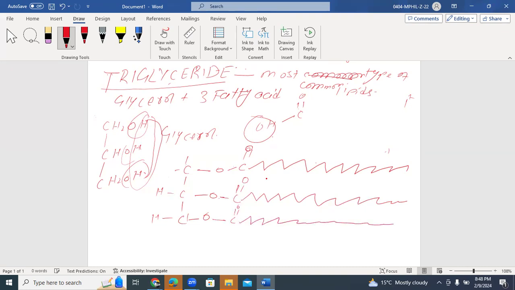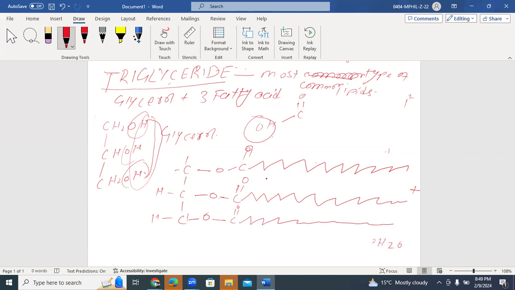So what is the second thing that is going to form here? Because three hydrogens are removed from here and three hydroxyl groups will be removed here. Water. How many molecules? There should be three.